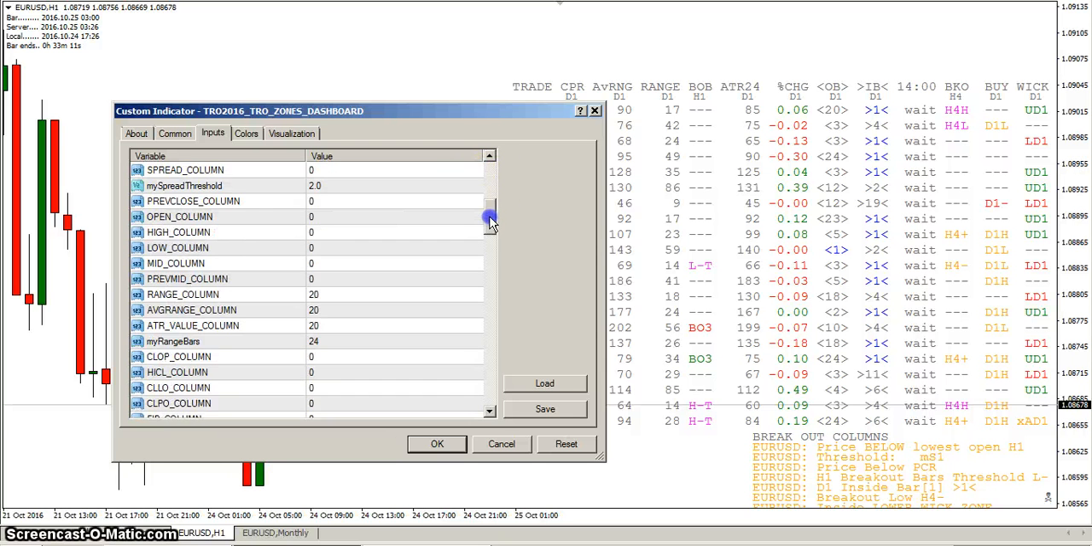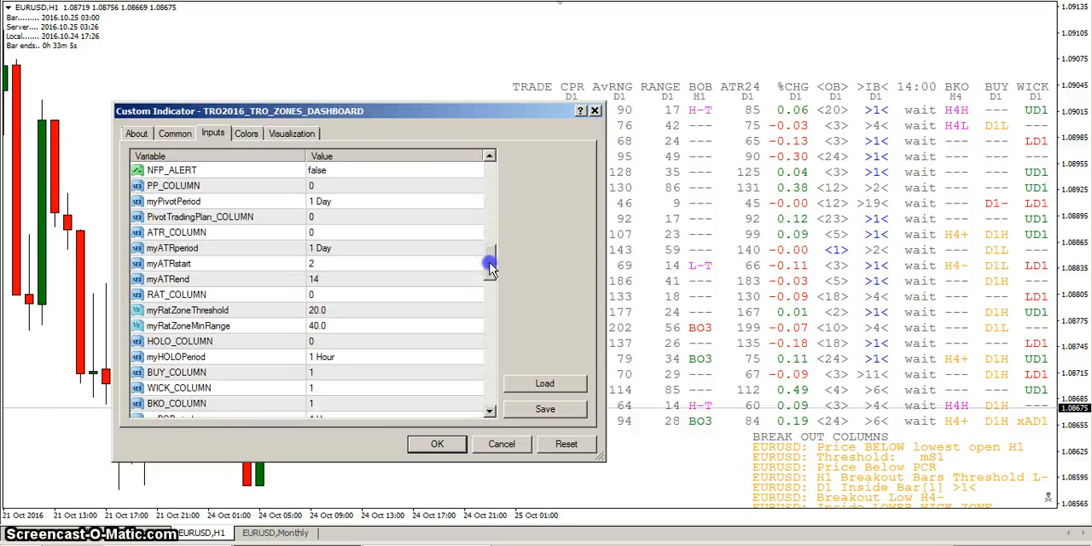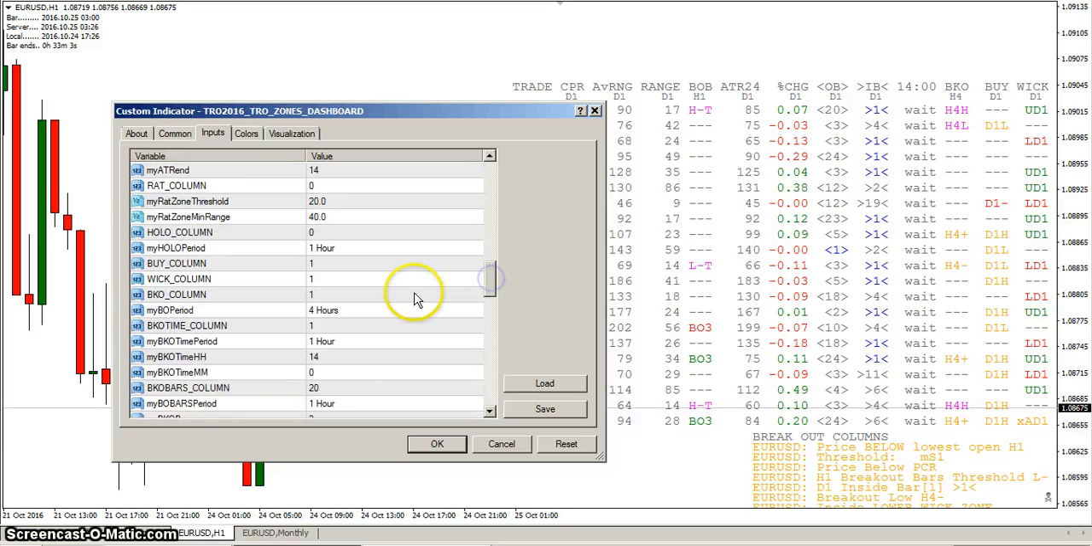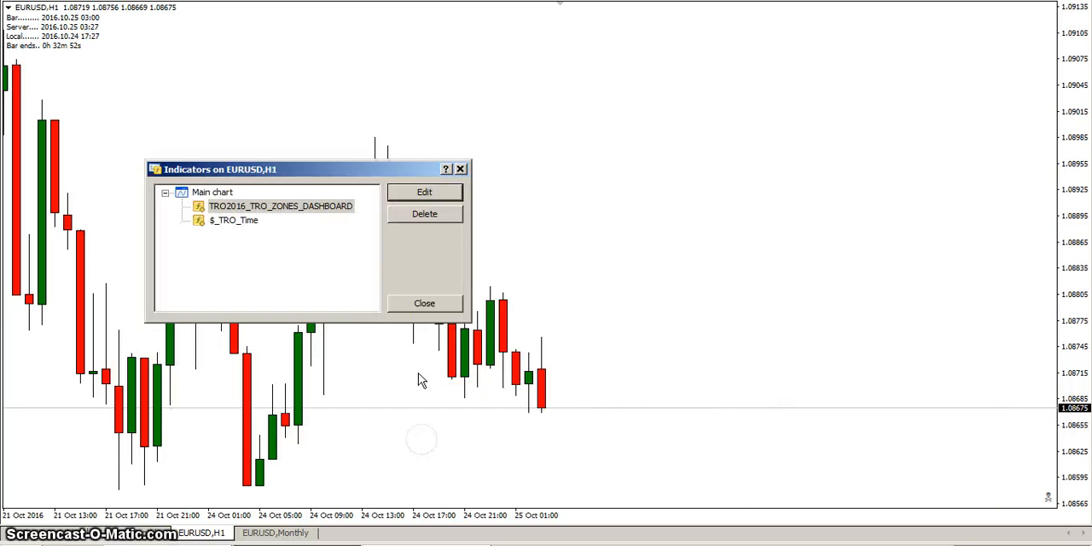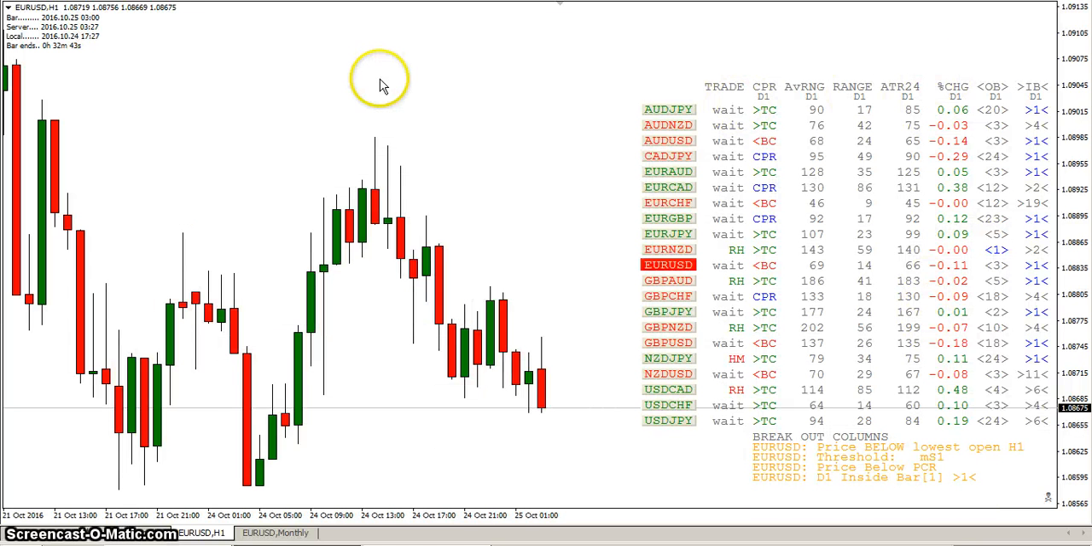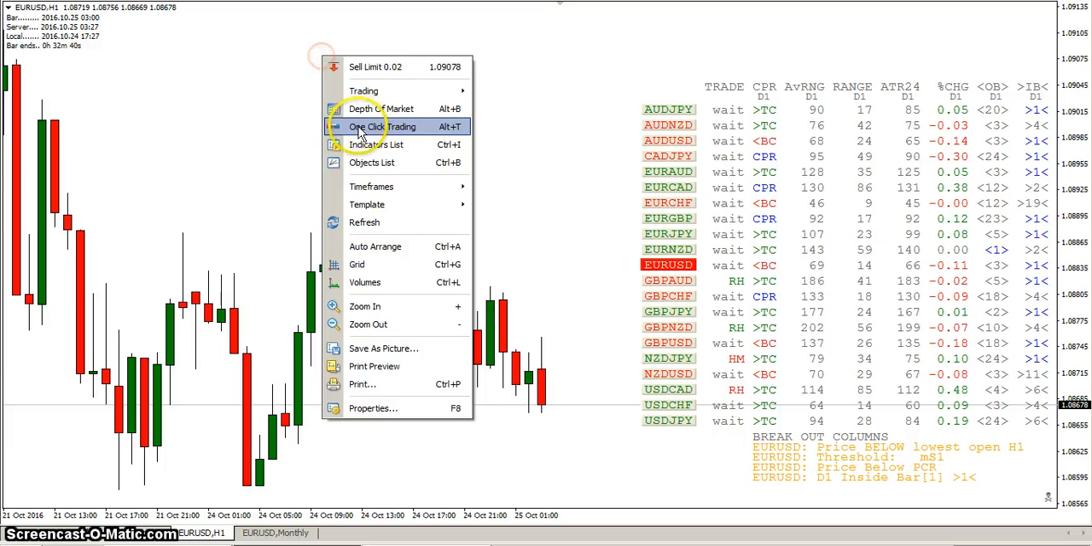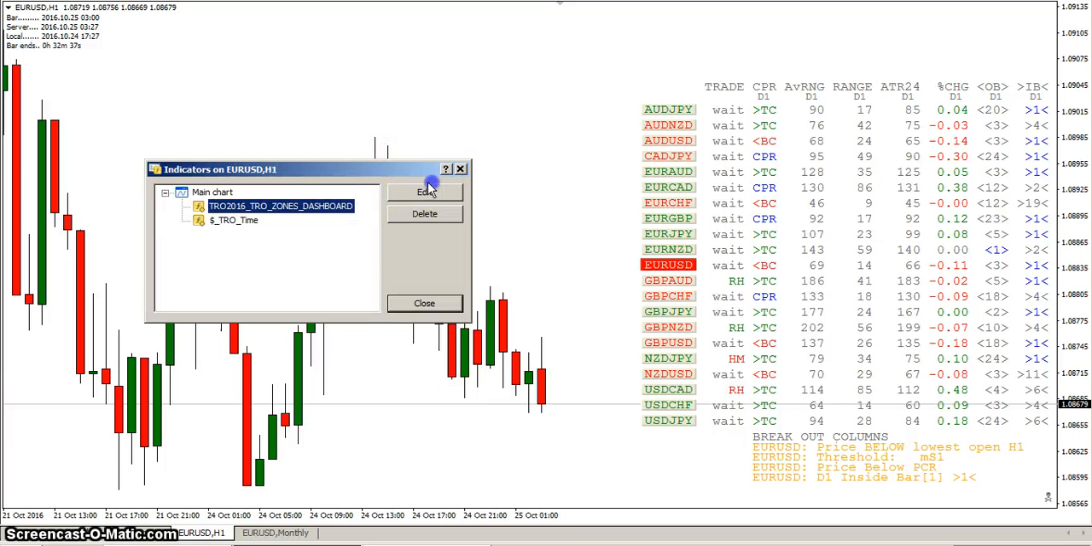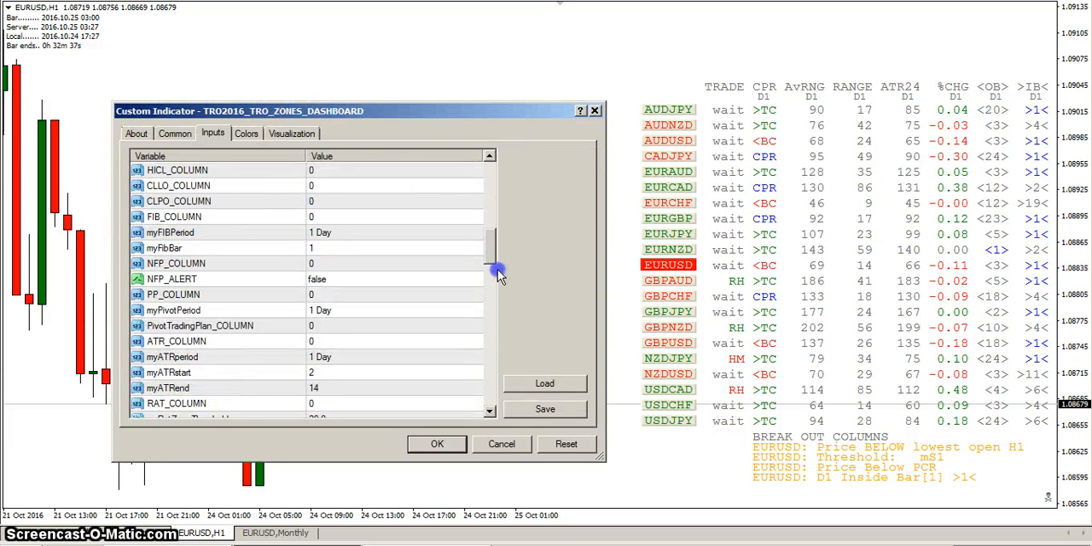And I had the breakout bars, but we've discussed that in another video. So we can take that out. We can get rid of the buy zone, the breakout, the breakout time column, the breakout bars column. So we can get rid of all those columns just like that.